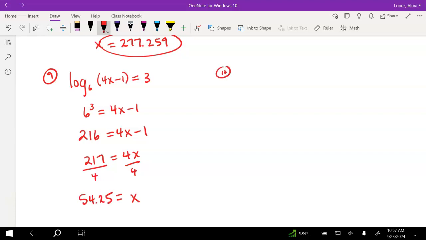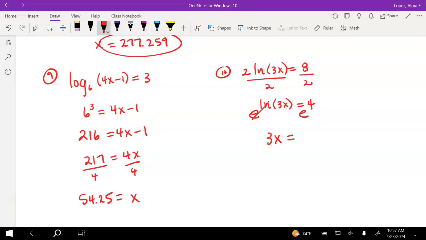Number 10, 2 natural log of 3x equals 8. Start by isolating the natural log. Since it is a single natural log equation, we get the natural log of 3x is equal to 4. To get rid of the natural log, I'm going to e both sides. On the left, the e and the natural log cancel, so I end up with 3x is equal to e to the 4th power, which is 54.598.